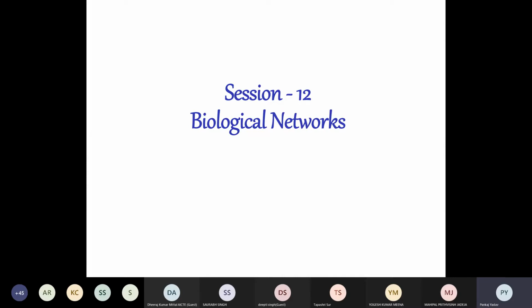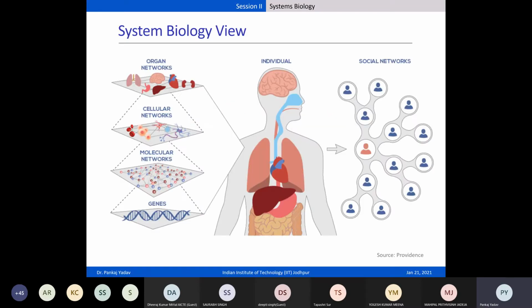And I will also show you how you can analyze this using available tools. One of them is very popular, called Cytoscape. So I will also show you some demo on Cytoscape. So before that, let's start with knowing about what is systems biology, right?